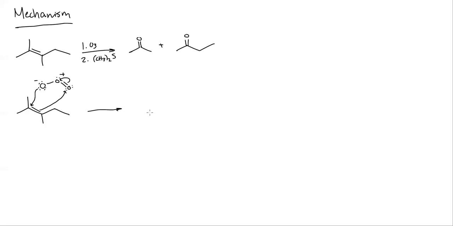So let's see if we can decipher what's going on here. So this is going to be the bottom of my intermediate. So this carbon over here has two methyls on it. This carbon here has a methyl and an ethyl, right? So I have a methyl and an ethyl. So the ozonide forms between this carbon and this carbon, all right? So now my ozonide is going to look like this.